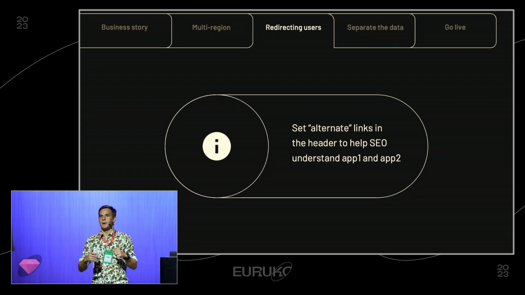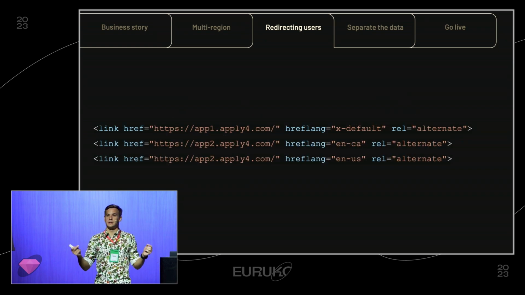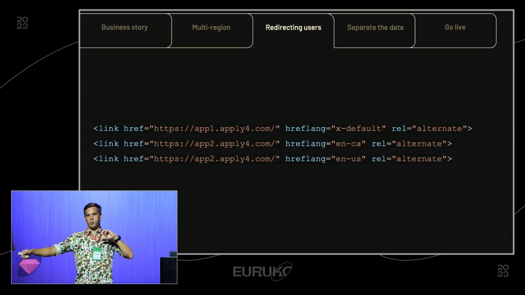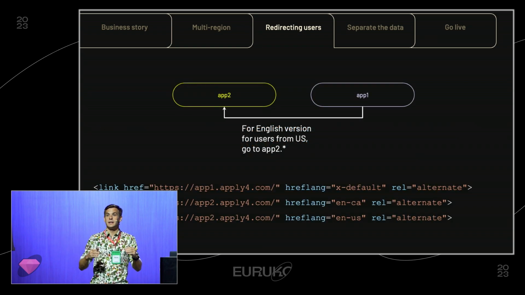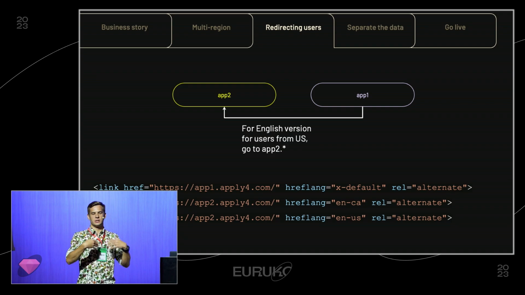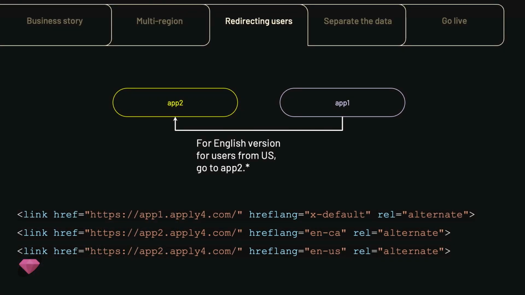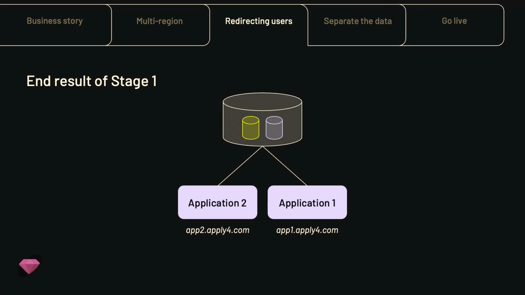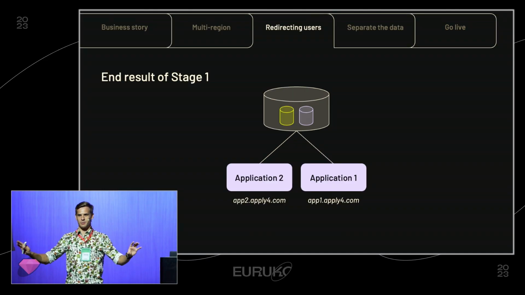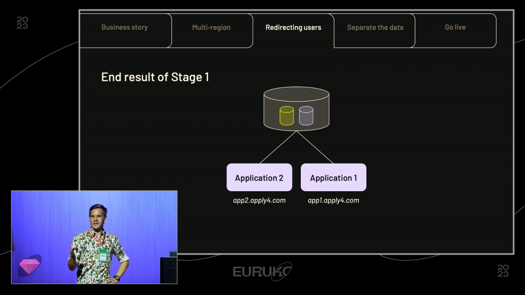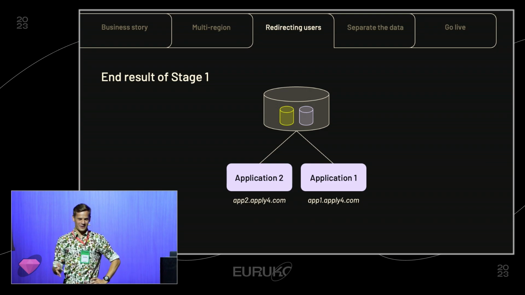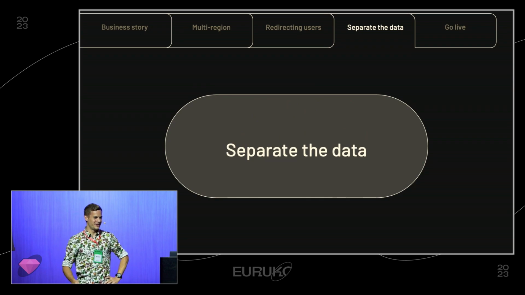And then don't forget about your SEO, and please set the alternate links that will point from app 1 to app 2 and vice versa, depending on the country for which that page is destined. So please remember about SEO when building your application. And once we redirect users to the correct region, we've progressed quite a lot. We end up in a situation where we have two separate URLs, two separate applications, and data waiting for us to look at it and actually split and put into the correct place. And that's what we're going to do now.